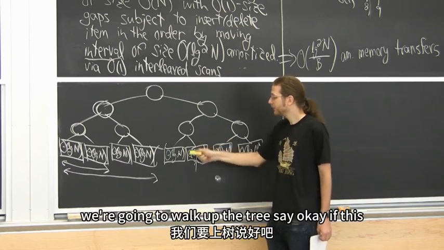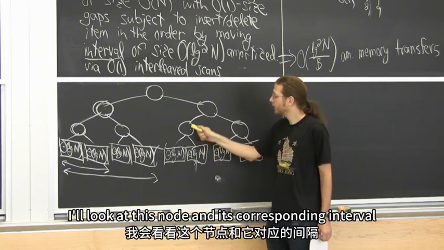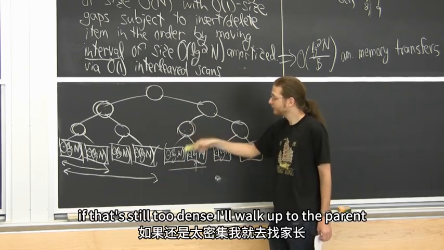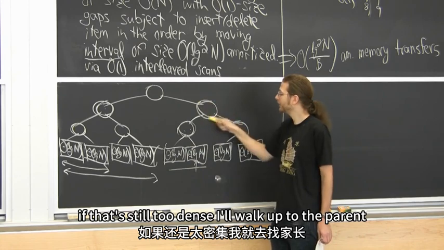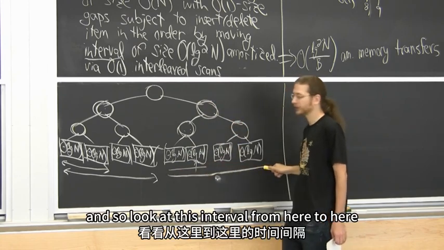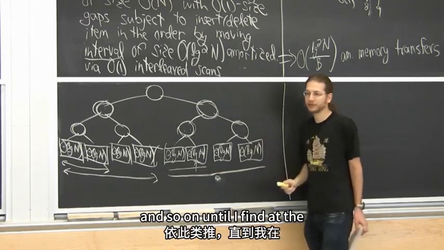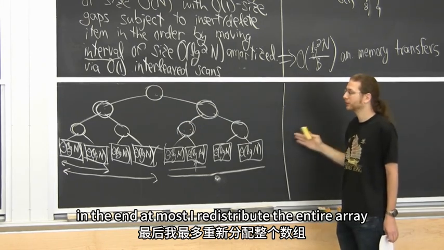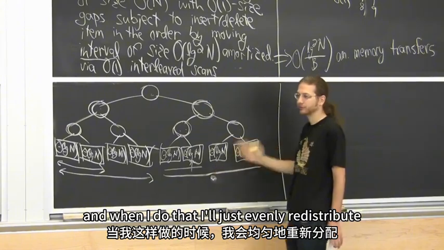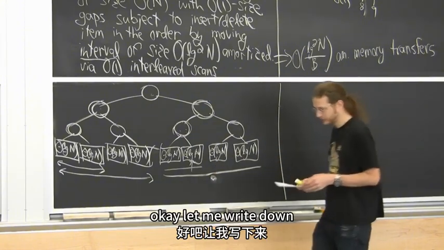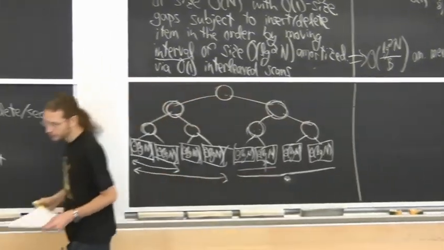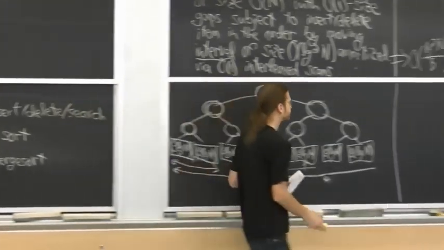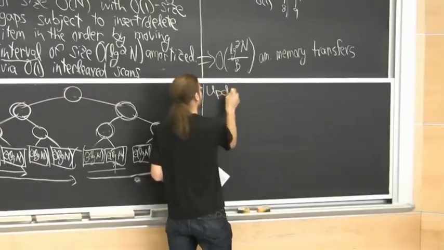Say, okay, if this interval is too dense, I'll look at this node and its corresponding interval from here to here. If that's still too dense, I'll walk up to the parent and look at this interval from here to here. And so on, until, in the end, at most, I redistribute the entire array. And when I do that, I'll just evenly redistribute. Okay, let me write down the algorithm for update. So for insert or delete, it's the same algorithm.